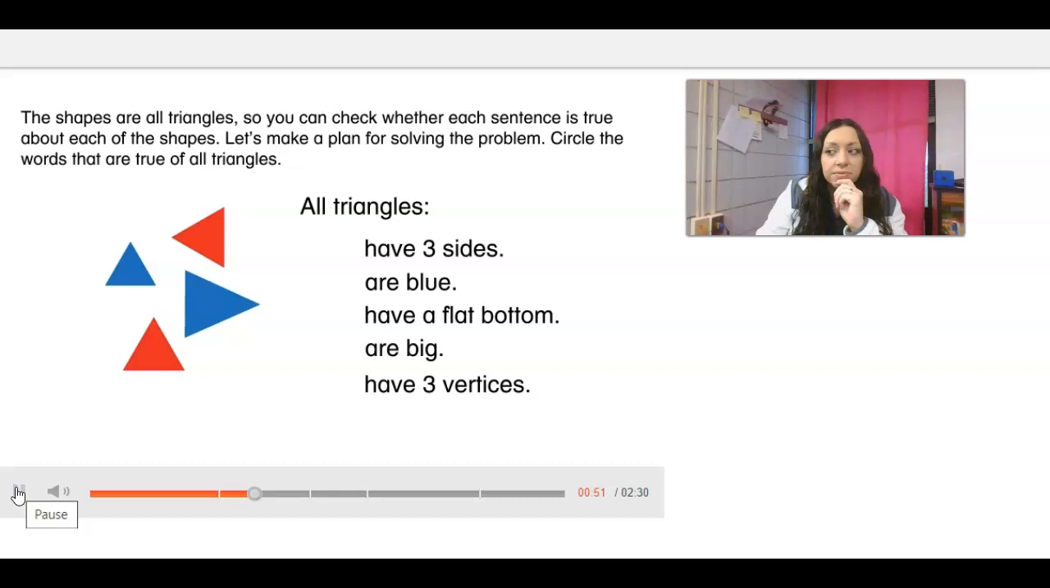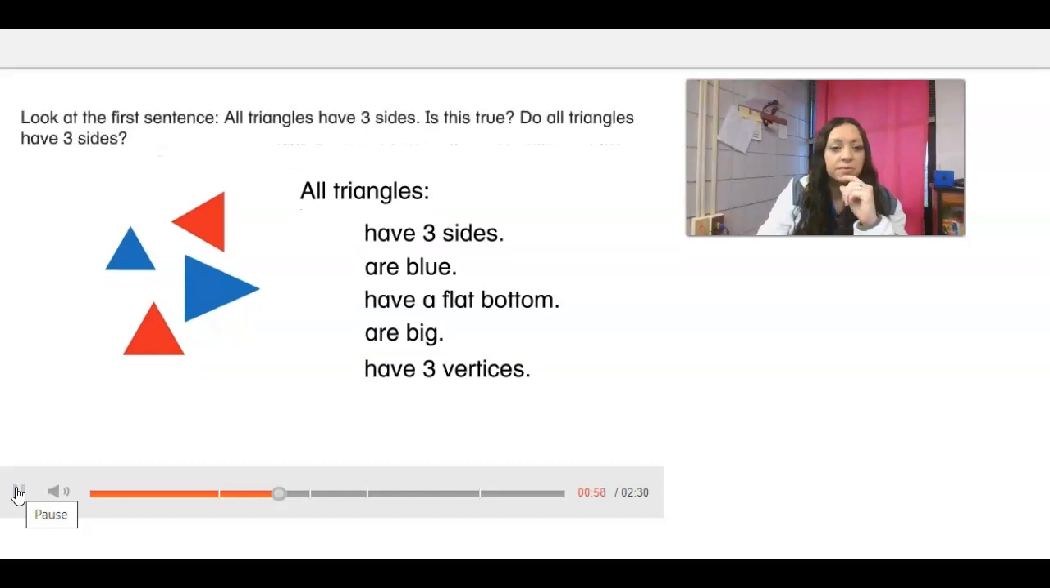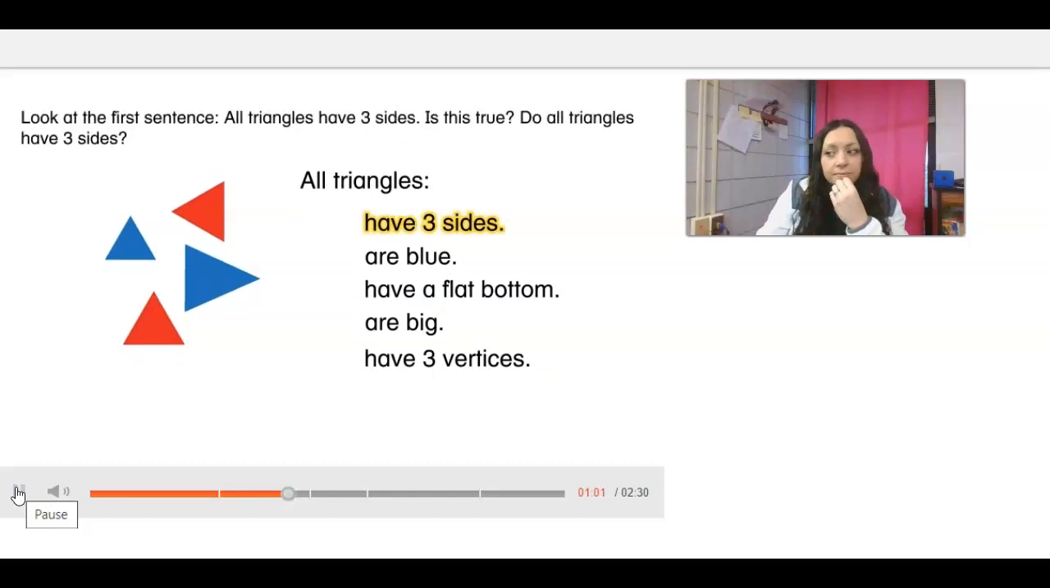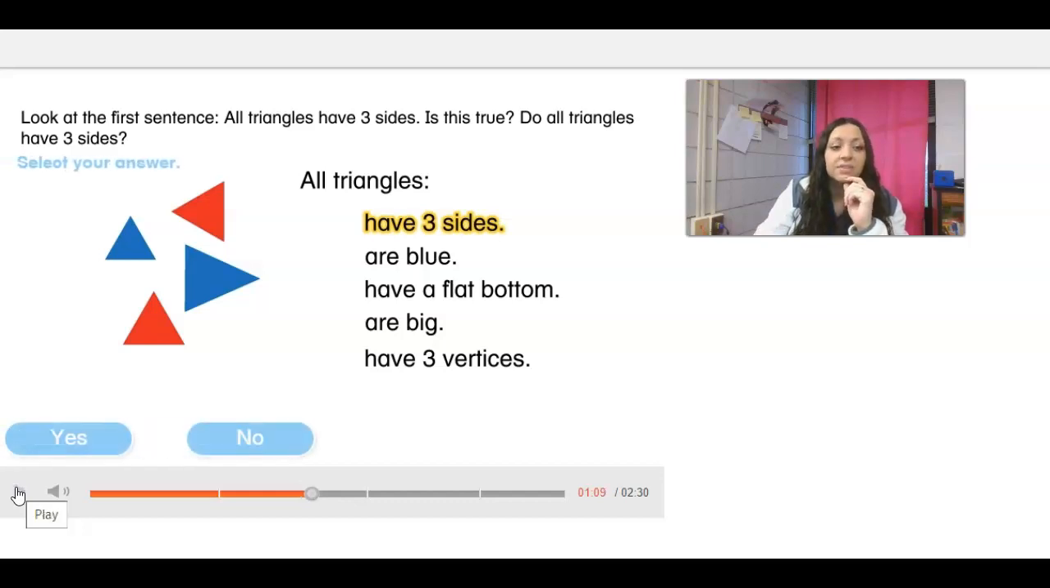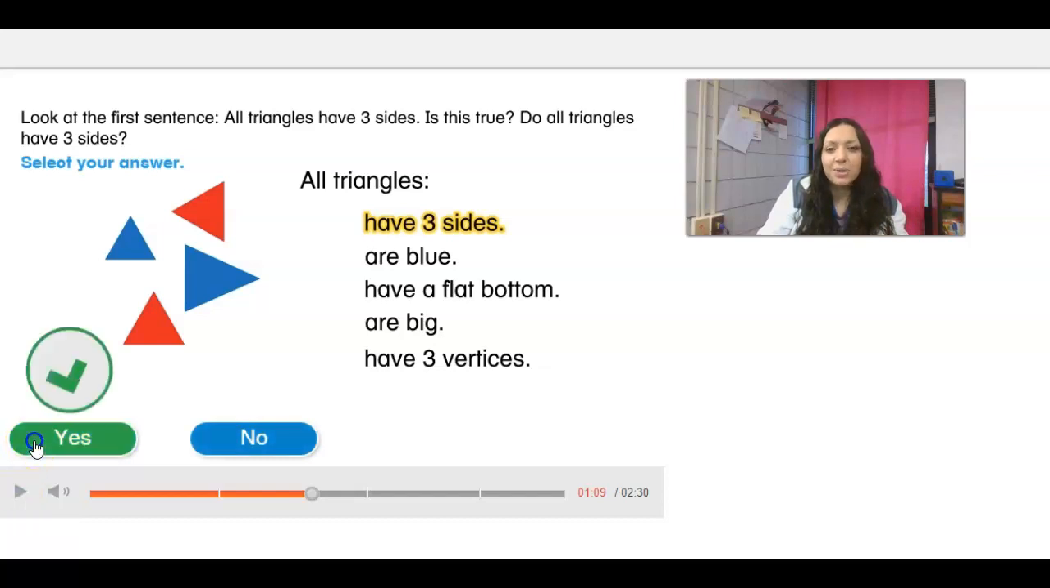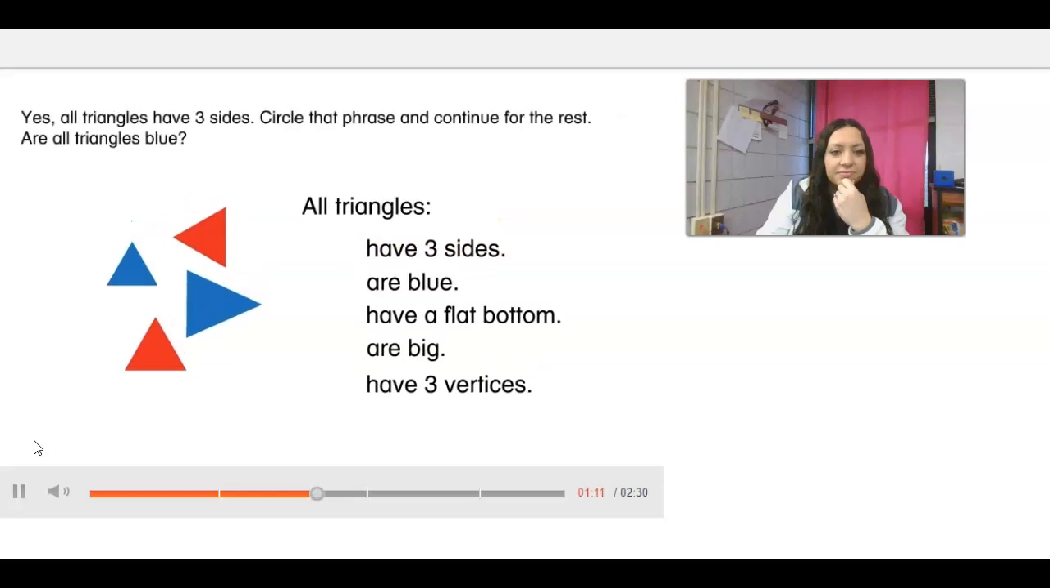Let's make a plan for solving the problem. Circle the words that are true of all triangles. Look at the first sentence. All triangles have 3 sides. Is this true? Do all triangles have 3 sides? Select your answer. Yes, we know a triangle has 3 sides. Yes, all triangles have 3 sides. Circle that phrase and continue for the rest.